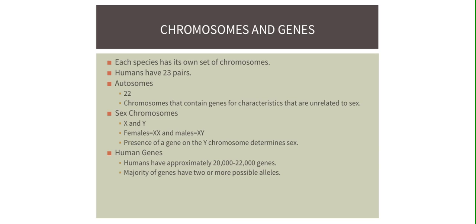And right now, that's all I want you to know, that there are non-coding sequences, but don't worry about what else they can do for now. The majority of human genes have 2 or more possible alleles. You should know this already. Differences in alleles account for the considerable genetic variation among people.